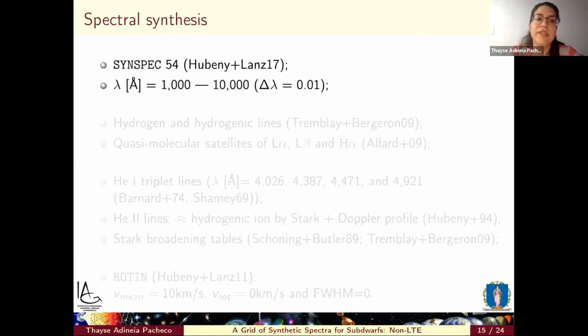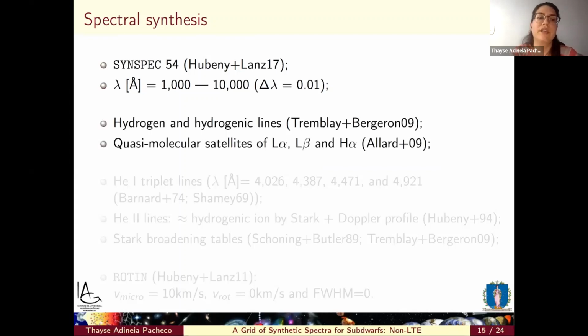And talking about the spectral synthesis, I use the SynSpec 54, covering the range between 1,000 and 10,000 angstrom, including hydrogen and hydrogenic lines and quasi-molecular satellites of Lyman alpha, Lyman beta, and Lyman alpha.